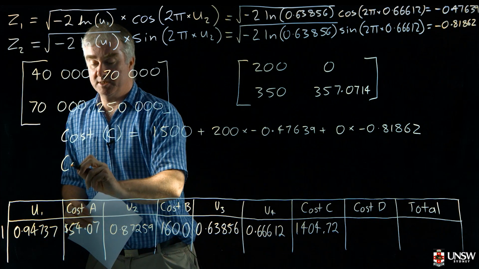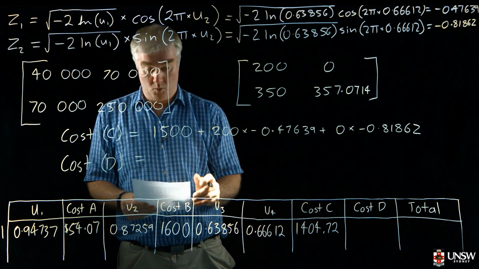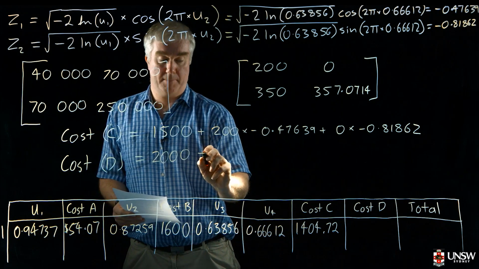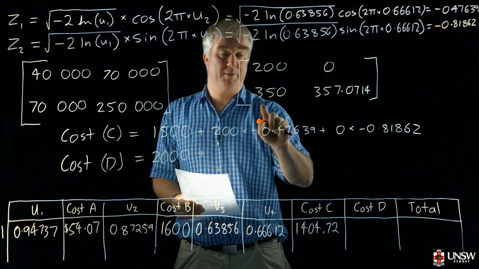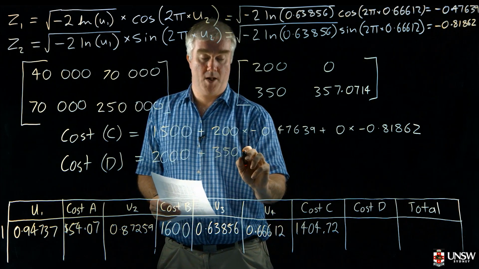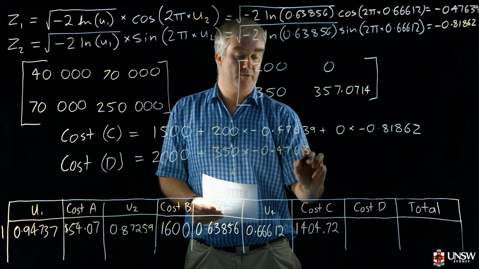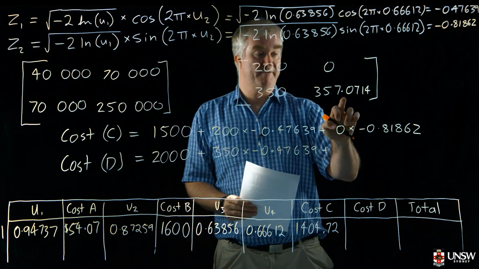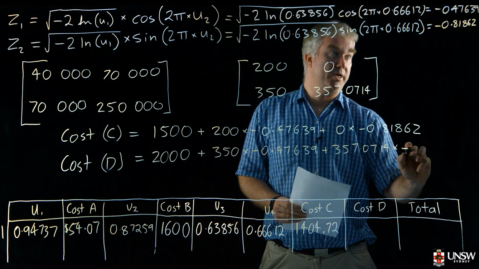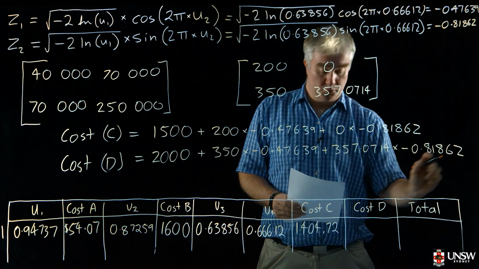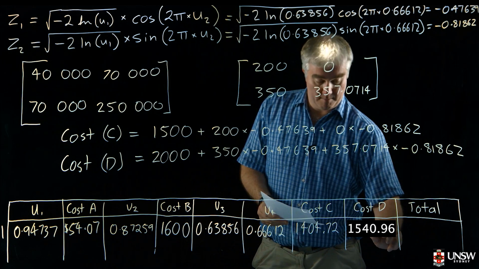So cost D is going to be equal to, well, the mean for D was $2,000 plus, instead of using 500 like we did last time, we take our numbers from here, so we use 350 times Z1, minus 0.47639, plus we use this value here, which is 357.0714 times minus 0.81862, which gives us $1,540.96.